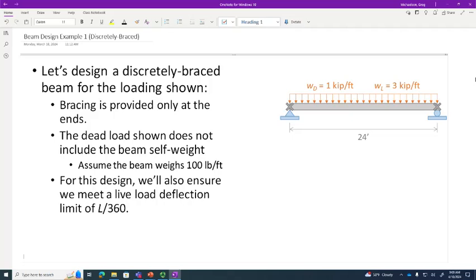If I were to change the problem and say design it if it's continuously braced, design it if it's discretely braced, the discretely braced beam will tend to be heavier. Because of that discrete bracing, the beam is weaker, so you'll need a heavier beam to withstand those loads. We're going to assume 100 pounds per foot for the self-weight, and we're going to ensure that we meet a live load deflection limit of L over 360. This is a very realistic deflection limit for most commercial building design. This is about as realistic as it gets. So let's get right into it.